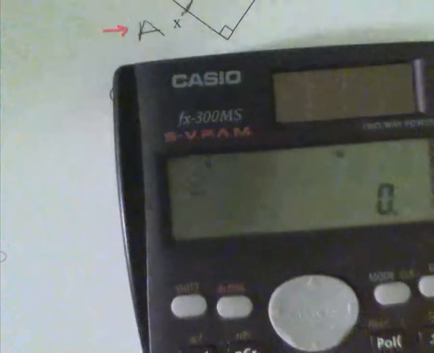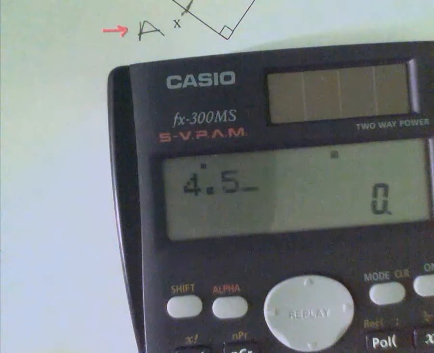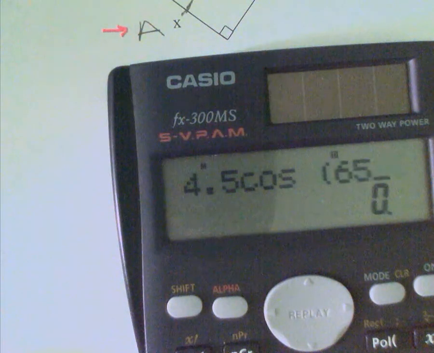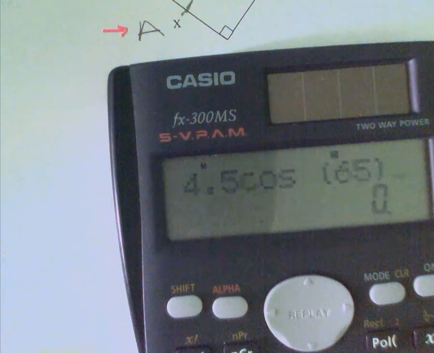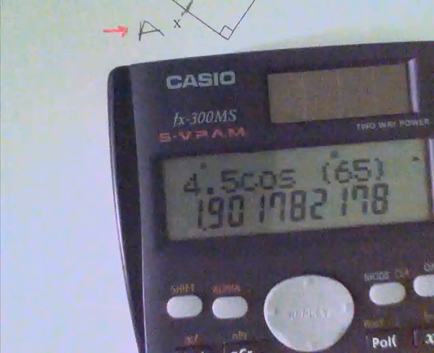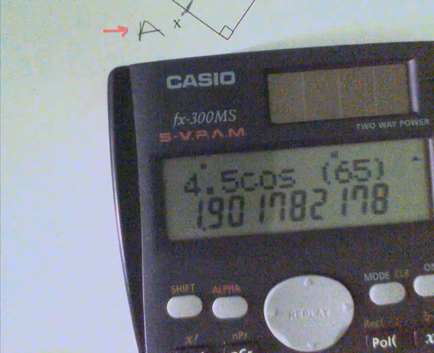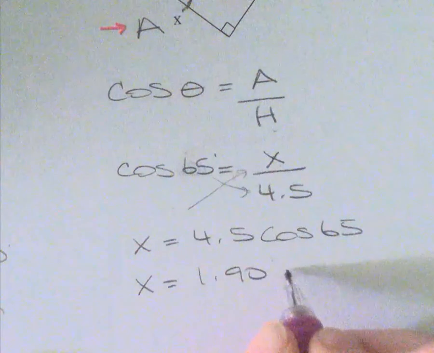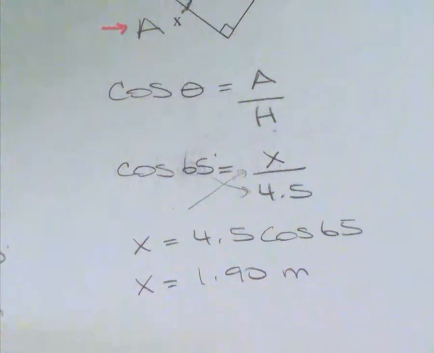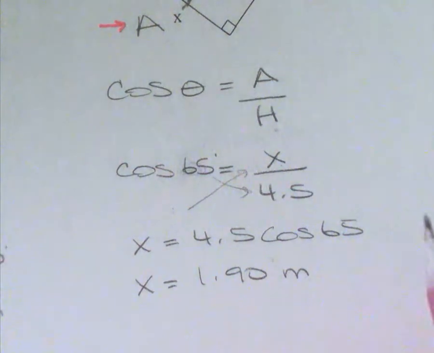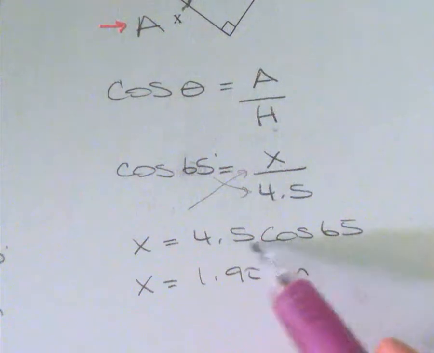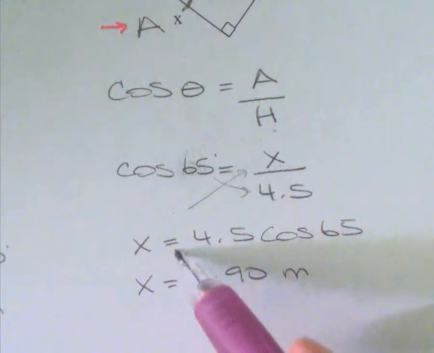So I'm going to put it in my calculator. I'm going to do 4.5 cos bracket 65 close bracket equals, and I get about 1.90. And it's meters. If you have a different kind of calculator, you're going to do 65 cos times 4.5 equals.